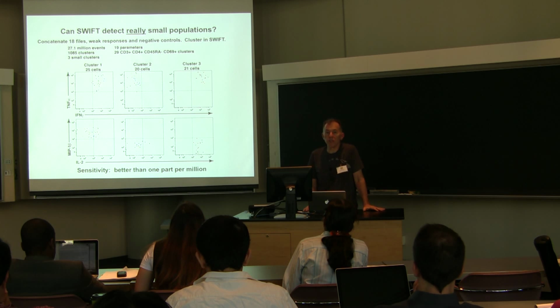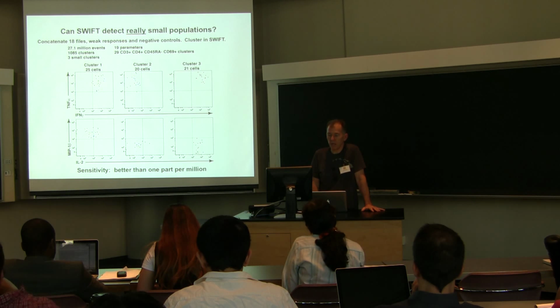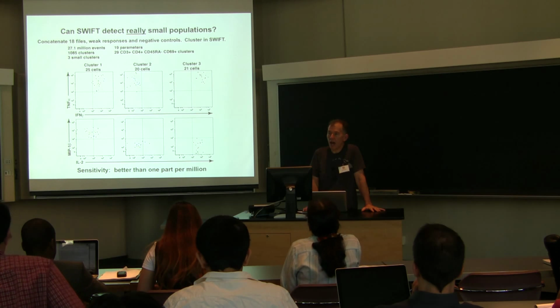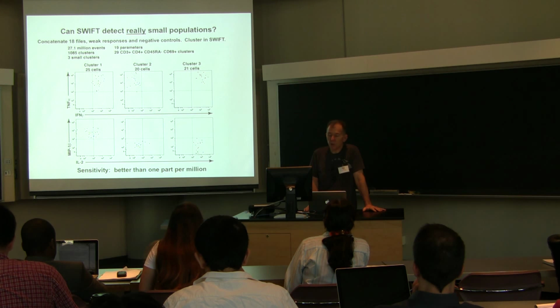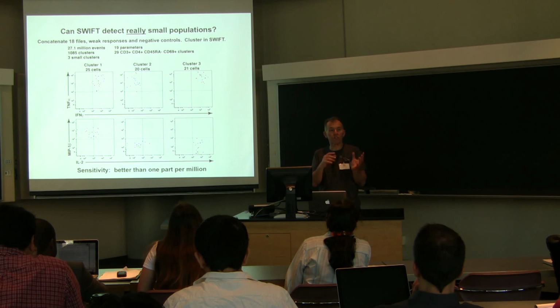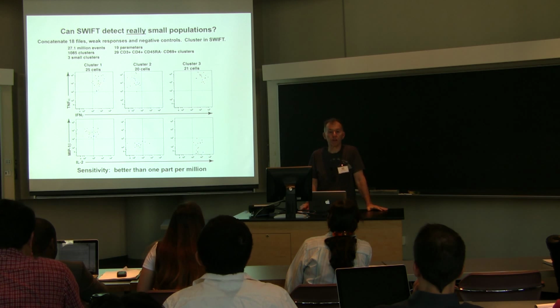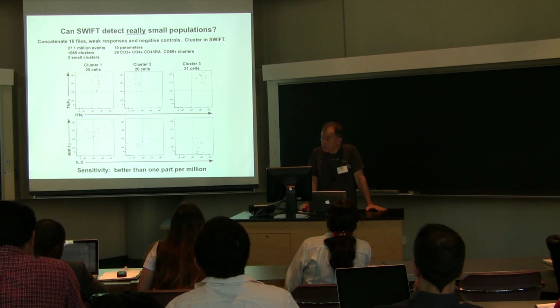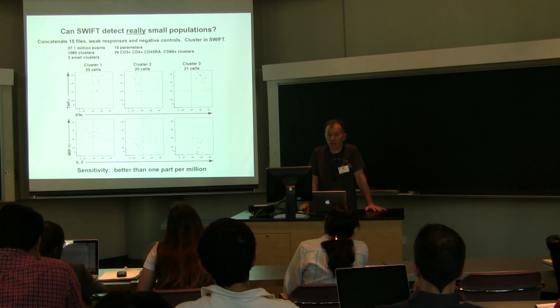I told you that we were interested in rare populations, so at one point we decided we wanted to know how sensitive we really could push it to be. And so we made a sample that was deliberately very large and very sparse in some of the interesting cells. So we put 18 different files together, and we deliberately used weak responses and negative controls, and we were trying to keep down the positive cells to very low populations. And that was pretty successful. They were very rare. And so we clustered that, came up with more than 1,000 clusters.